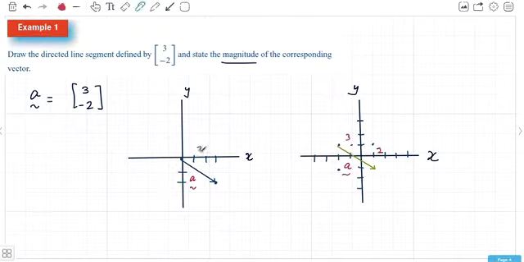So it just depends on where you want to start your vector. If it doesn't say, the easiest thing to do is start at the origin, but it's completely correct as well to have that vector picked up and placed anywhere else on the plane.